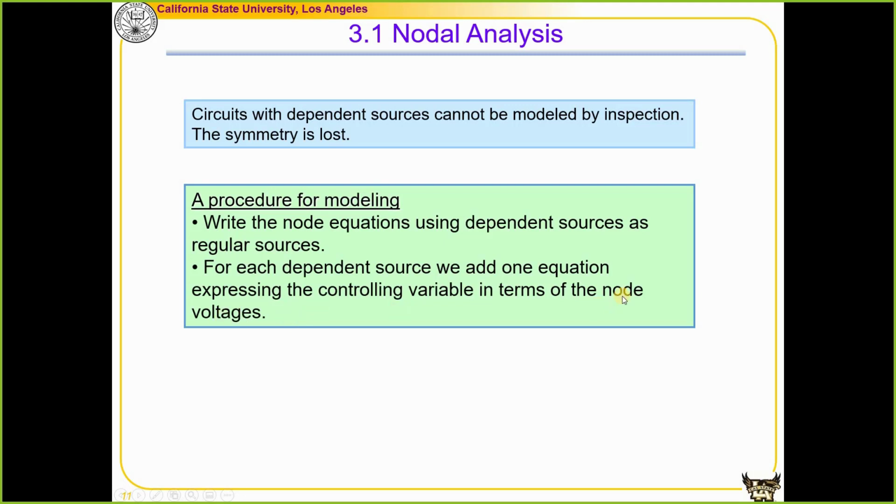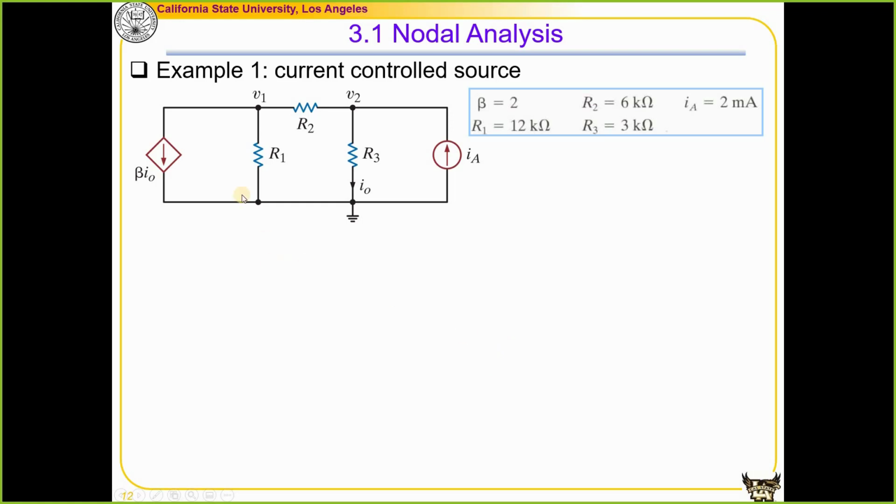Make sense? Because we define all these nodal voltages to be the unknowns. We don't want to introduce more unknowns. So this is why we need to find a relationship between the controlling variables and the nodal voltages. Or you can say we write the control variables in terms of nodal voltages. Let's look at one example.